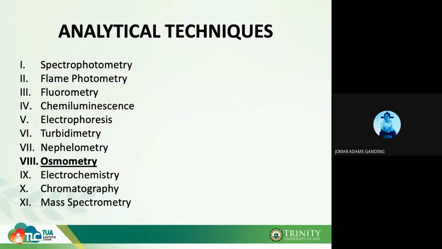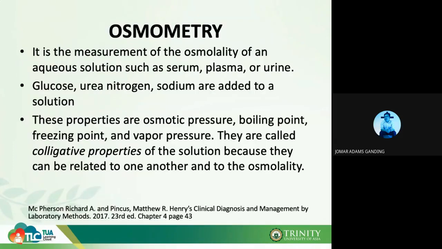Osmometry sounds familiar, okay, sounds easy, because osmometry is the measurement of osmolality. Osmolality in where? Osmolality in your aqueous solution, such as your serum, your plasma, and your urine, okay? And usually we have osmotically active components or substances, such as what? These are your glucose, your urea, and your sodium, okay? Glucose, urea, and sodium, when added to the solution, increase the osmolality of your solution.